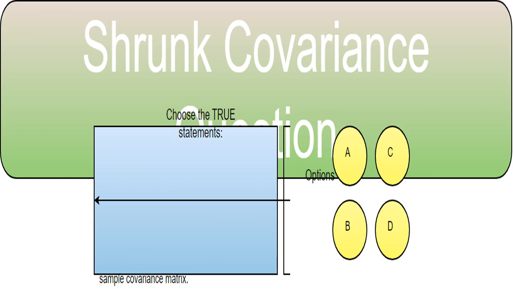This question tests your understanding of how the Ledoit-Wolf shrinkage method affects a covariance matrix. We're using the scikit-learn library's shrunk_covariance function. Think of it like this. We have a noisy financial dataset and we are trying to estimate its covariance matrix more accurately.